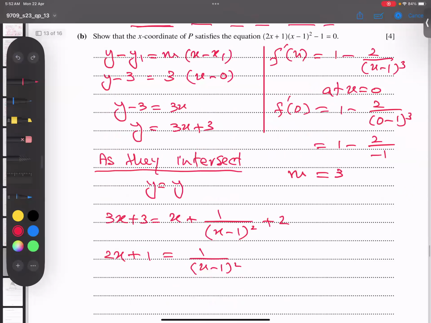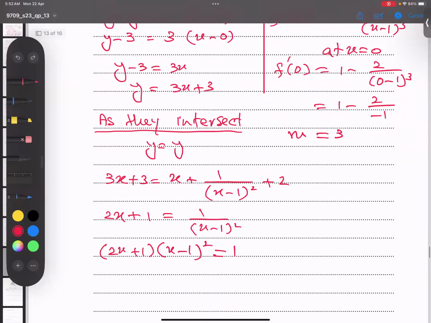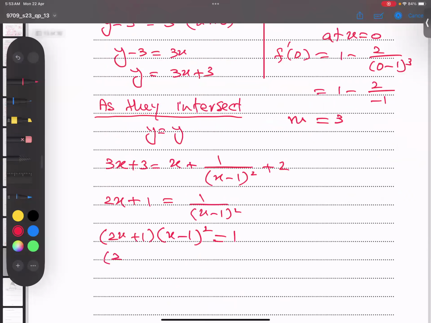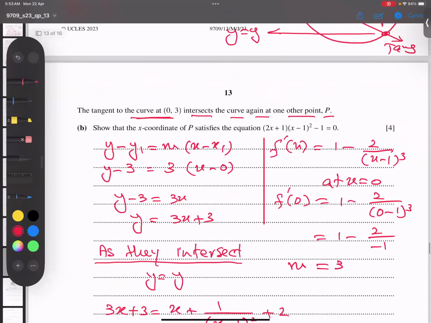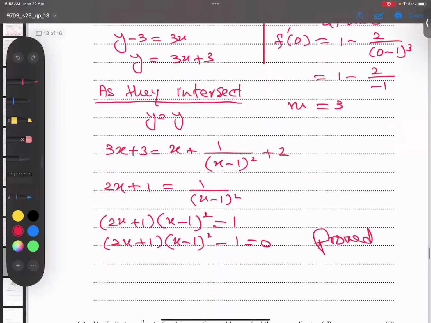And if I multiply, it will turn out to be (2x plus 1) into (x minus 1) whole square equals 1. But this one, I need on the left-hand side. So I will bring it to the left-hand side. I get (2x plus 1)(x minus 1) to the power 2 minus 1 equal to 0. Proved. Okay, and he was asking, show that the x coordinate of this equation proves. So we have done it.